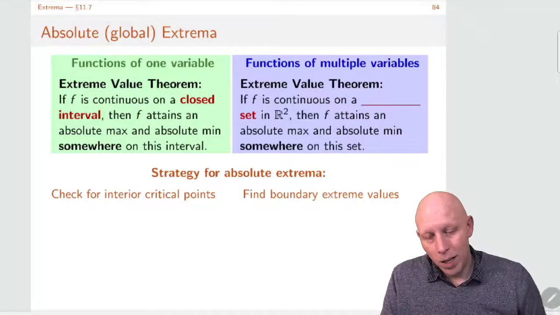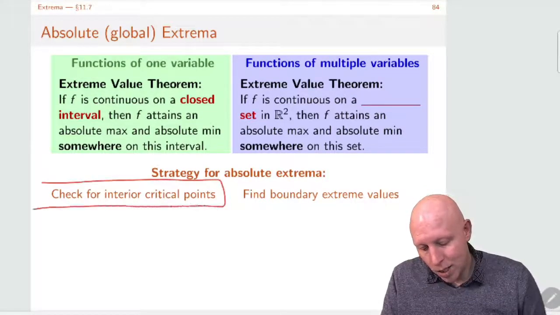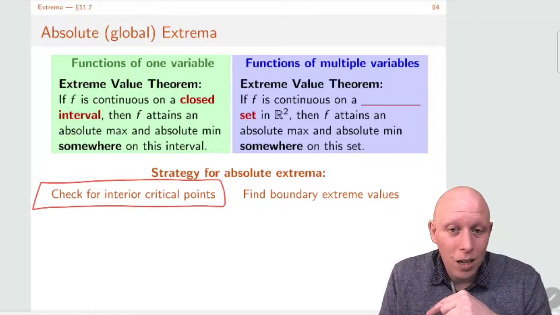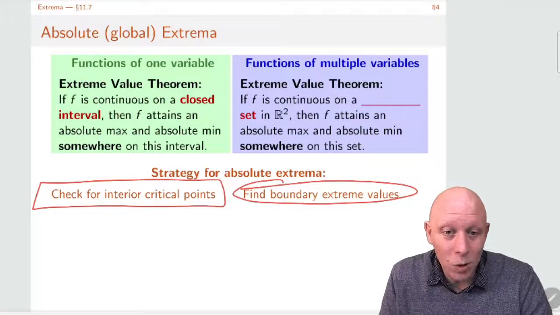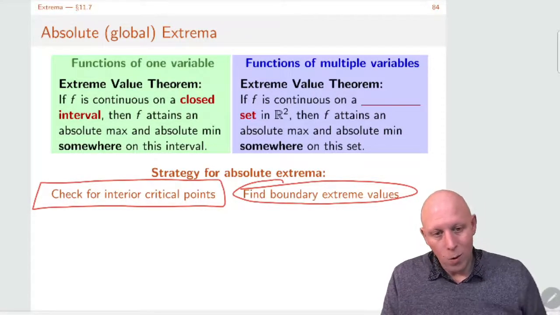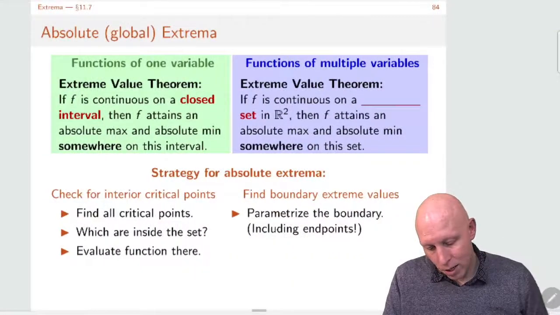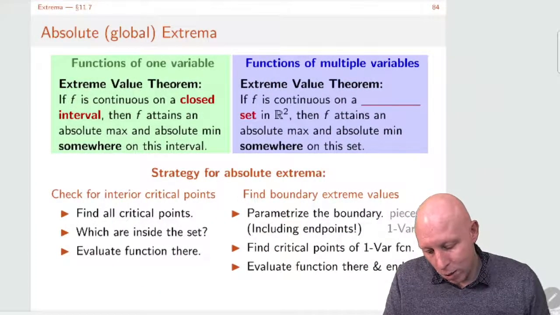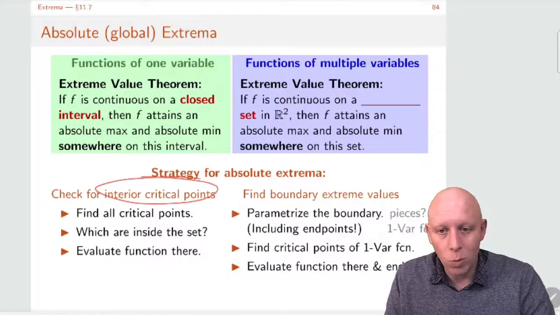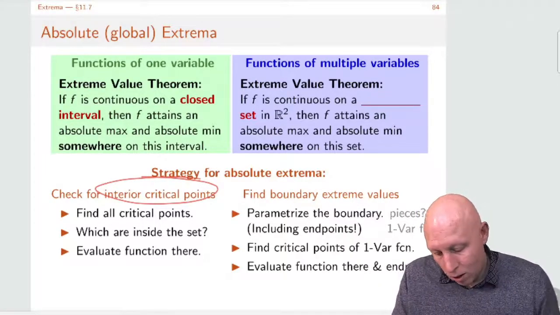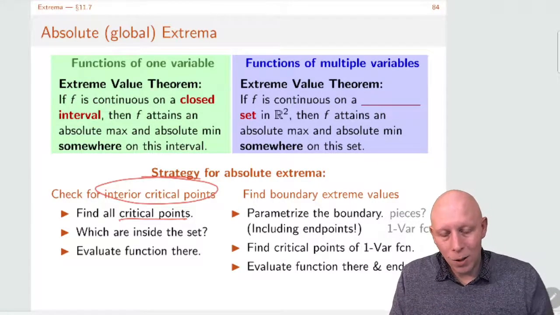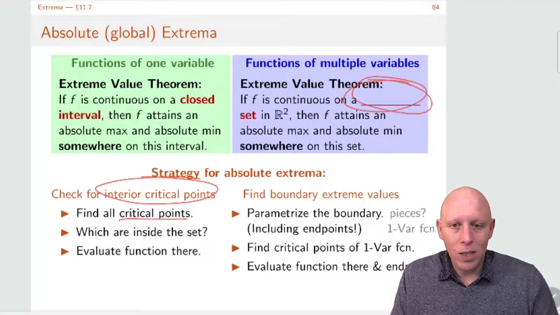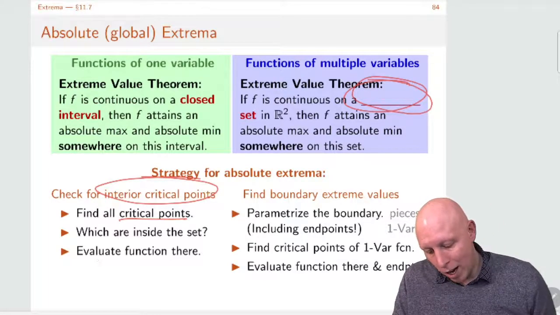All right, so how do we find absolute extrema? So here's the basic thought. We're going to look on the inside of the function for critical points on the interior, and then we're going to find extreme values on the boundary. So how do we approach that? We already know how to look for interior critical points. You find all critical points. Which one of those are inside the set that we care about, our closed and bounded set? You evaluate the function there.